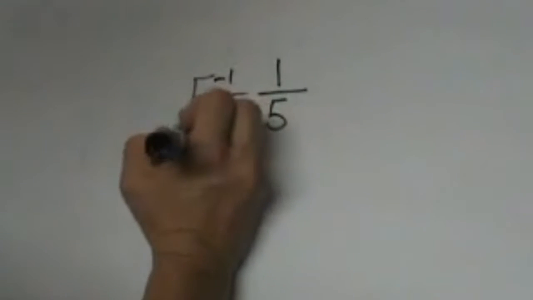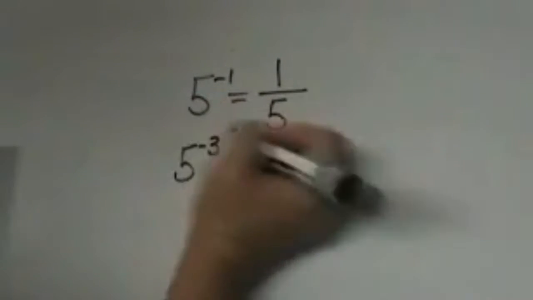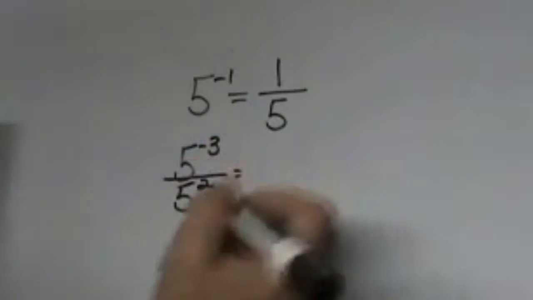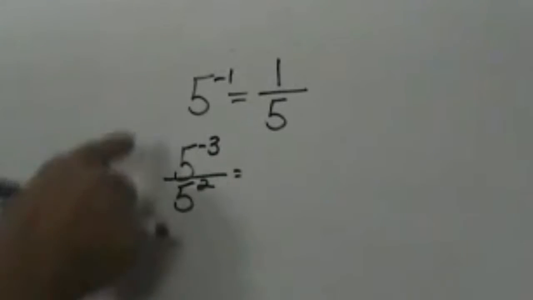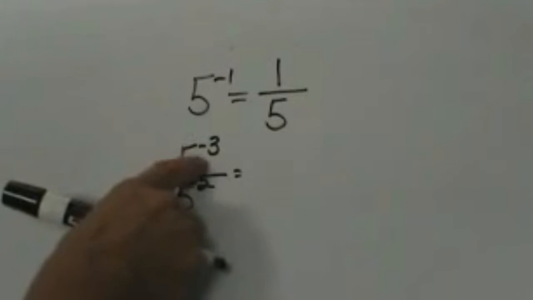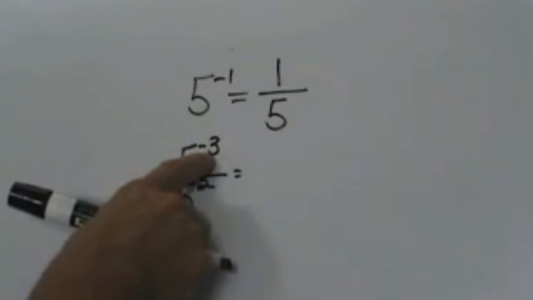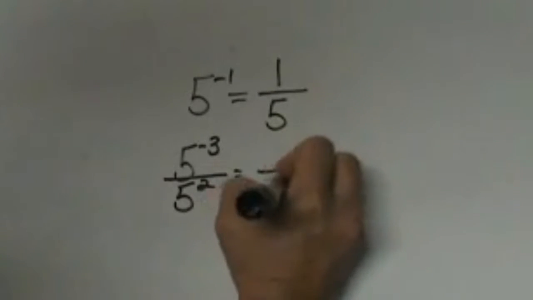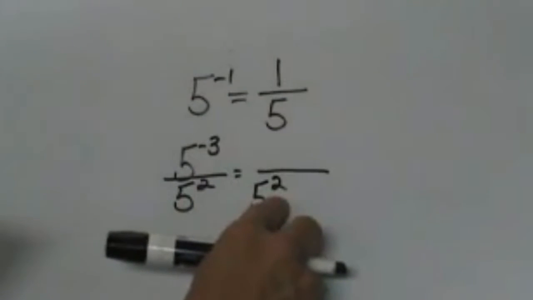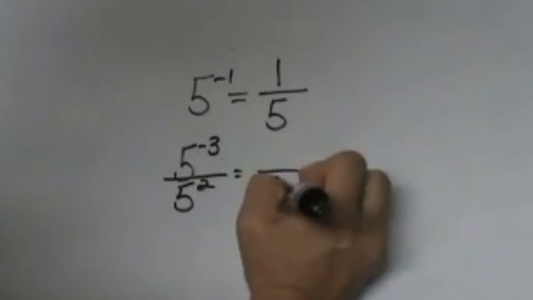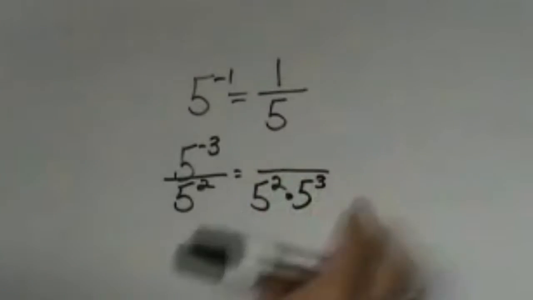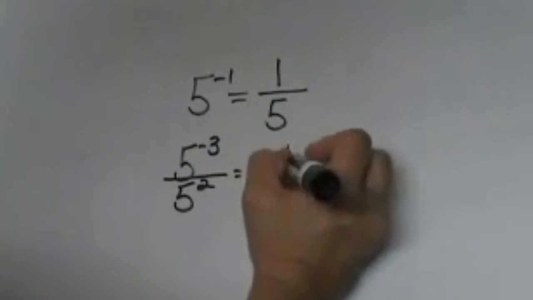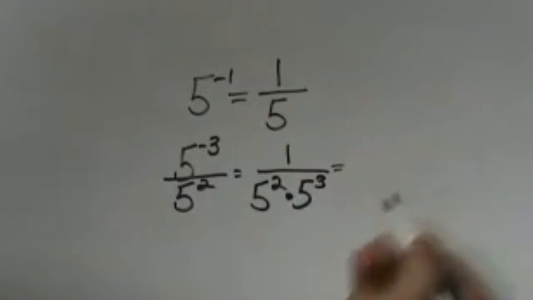Okay, so let's look at the second example. We have 5 to the negative third over 5 squared to the positive 2. Which one's on the wrong level? Well, 5 to the negative third is upstairs and it needs to go downstairs. So we're going to move it to the bottom, but the 5 squared is going to stay downstairs because it's a positive exponent. So I'm going to move that 5 cubed to the bottom. Now it's a positive exponent. And again, we just have a 1 on top because there has to be something on top.